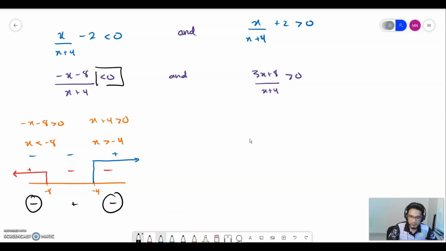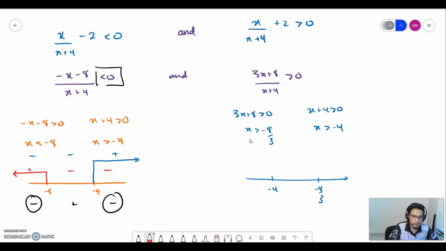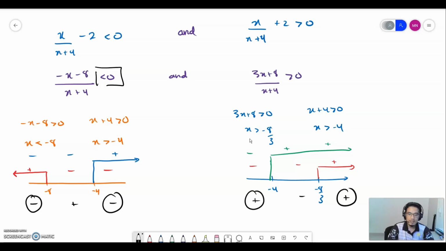Okay, so now let's solve for the other part. We have 3x + 8 > 0, x + 4 > 0, x bigger than −8/3, and x bigger than −4. We have here −4 and we have −8/3. Going to the right: positive, negative, negative. And then this one also goes to the right with positive, positive, and negative. So in total we have a positive, negative, and positive region. What we want is a positive region.